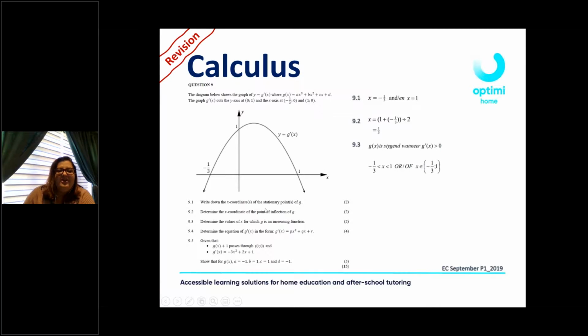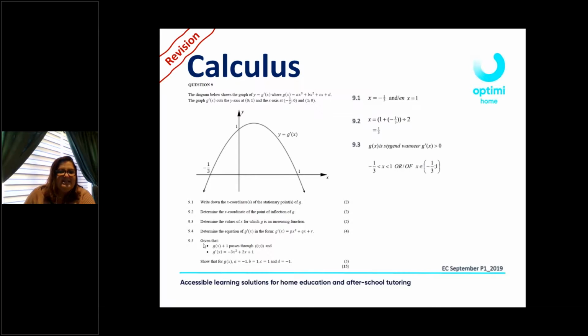So where is my function an increasing function? That is when my tangent has a positive gradient. So when I look at the graph of my gradients of tangents, I want to know where it has a positive value. I just quickly want to check in the question box.